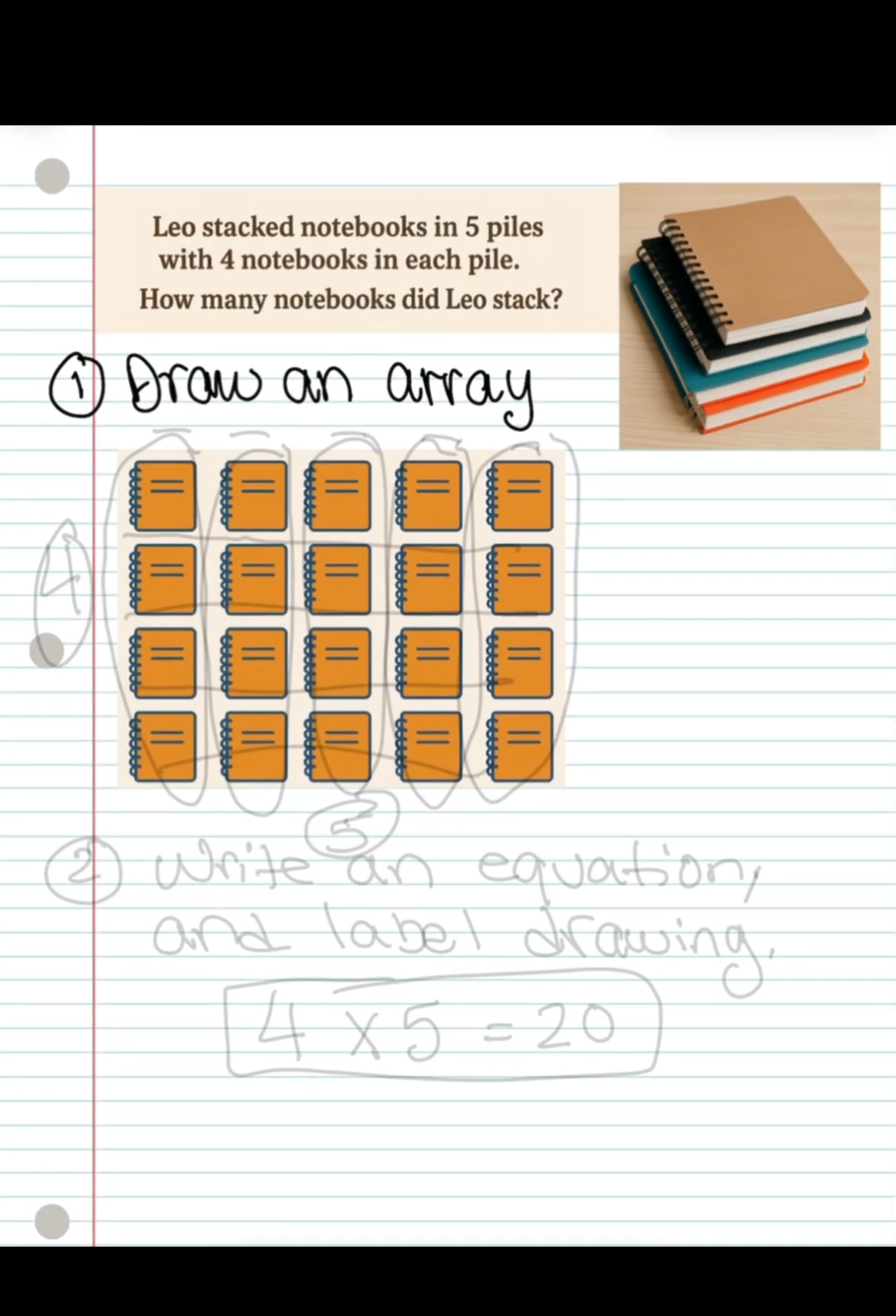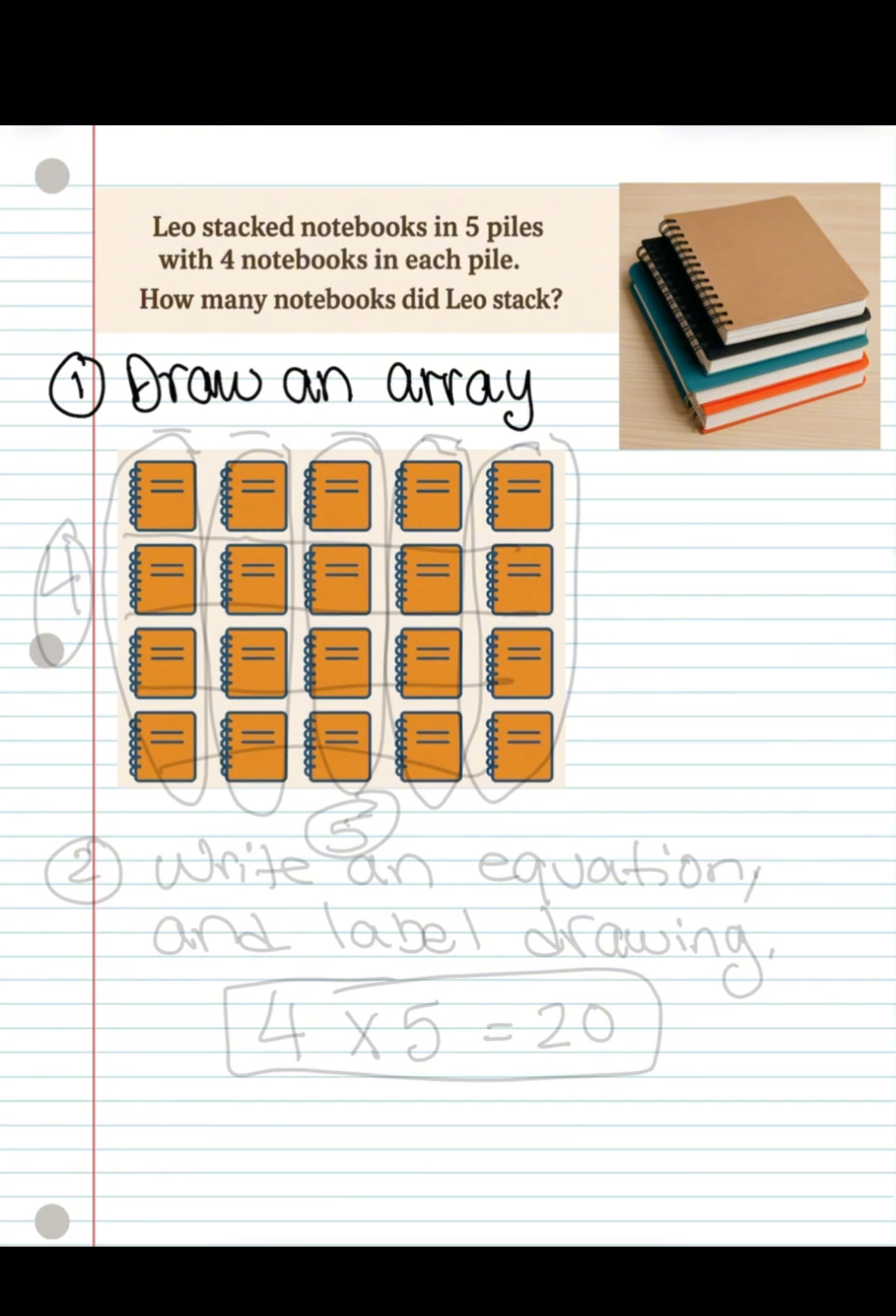Let's look at a second example. Leo stacked notebooks in 5 piles, with 4 notebooks in each pile. How many notebooks did Leo stack? So here we have the problem described in terms of columns instead of rows. In the previous problem we had rows of flowers, but a stack makes you think more of a column. So you have 1, 2, 3, 4 notebooks in a stack.